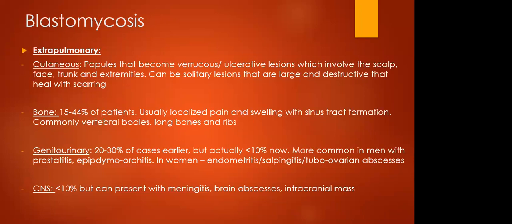The bone is also affected, so 15 to 44% of patients present with this localized pain and swelling with sinus tract formation, and it's commonly the vertebral bodies, long bones, and ribs that are involved. Genitourinary was previously thought to be 20 to 30%, but is actually less than 10% now. And it's more common in men with prostatitis, epididymo-orchitis, and in women, endometritis, salpingitis, and tubo-ovarian abscesses. And CNS is documented to be less than 10%, but they can present with meningitis, brain abscesses, intracranial masses.